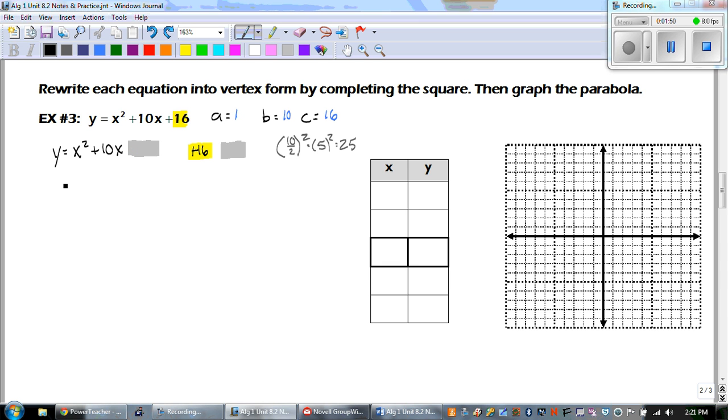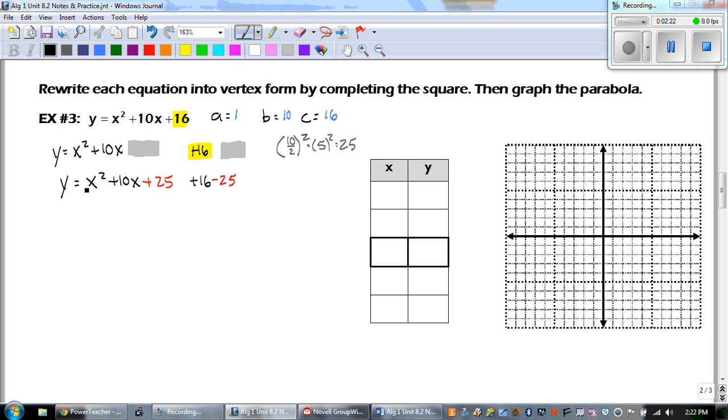So our next step would be y equals x squared plus 10x, and this is where we add the 25. Then off to the side we have plus 16, and then I'm going to subtract the 25. The reason we do that is we want to keep our equation balanced. I'm not really changing anything because I'm adding 25 and subtracting 25 at the exact same time.